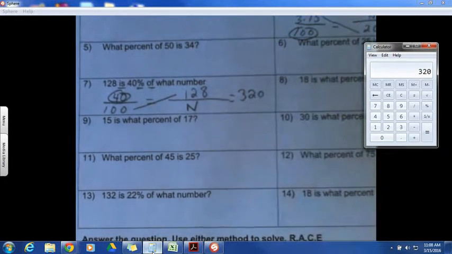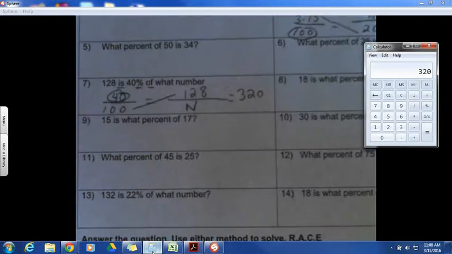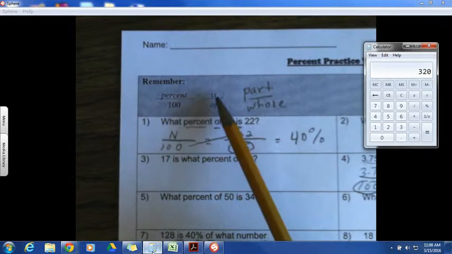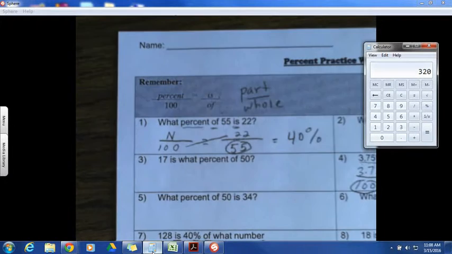Alright, so continue. Please do the rest of the problems on your own. Use this model up here, the percent over 100 equals is over of, to help you. And good luck.